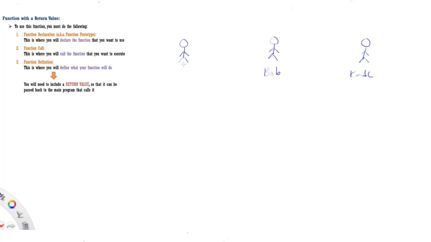Now I want you to imagine that these three people are like functions. You are the main program, the main function. This is a function called Bob and this is a function called Kate. Bob knows how to make toast, so that's why you instruct Bob to make the toast for you. That's this function called Bob.